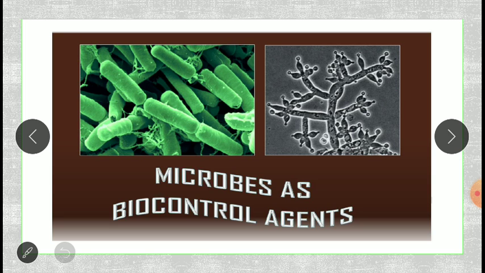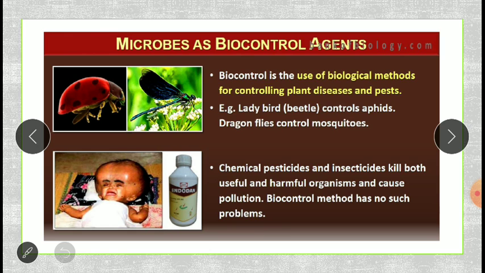Now, coming to the next important use of microorganisms, that is microbes as biocontrol agents. Microbes as biocontrol agents are nothing but microorganisms used as pesticides, or you can say microorganisms used to kill other organisms which are harming our crops.